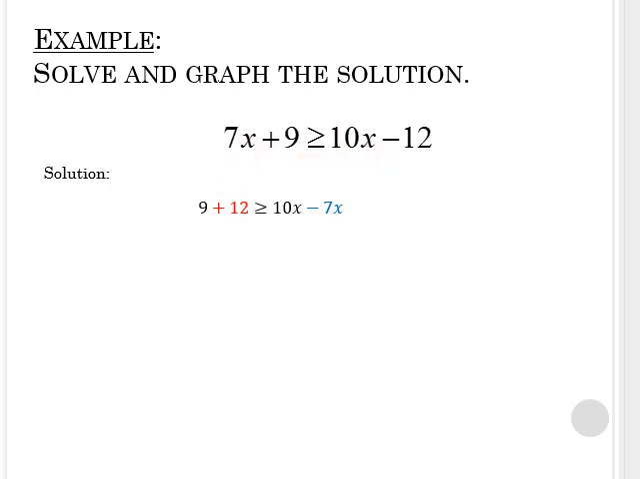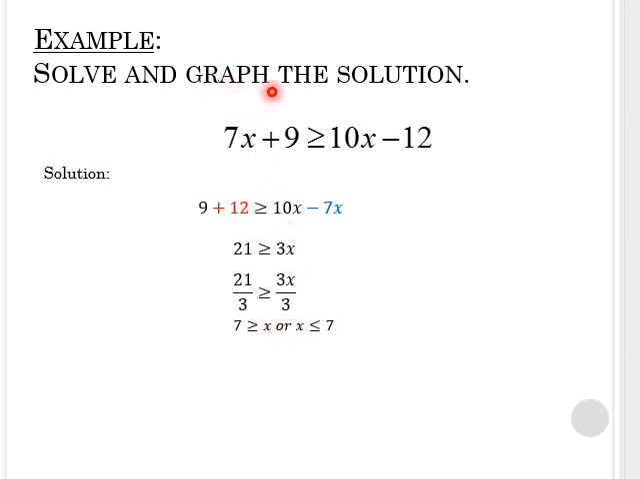7x becomes minus 7x. 10 minus 7 will give us 3, 12 plus 9 will give us 21. We want x, so we divide both sides by 3. 21 over 3 is 7. 7 is more than or equal to x, or we can say x is less than or equal to 7. So we have a solution.